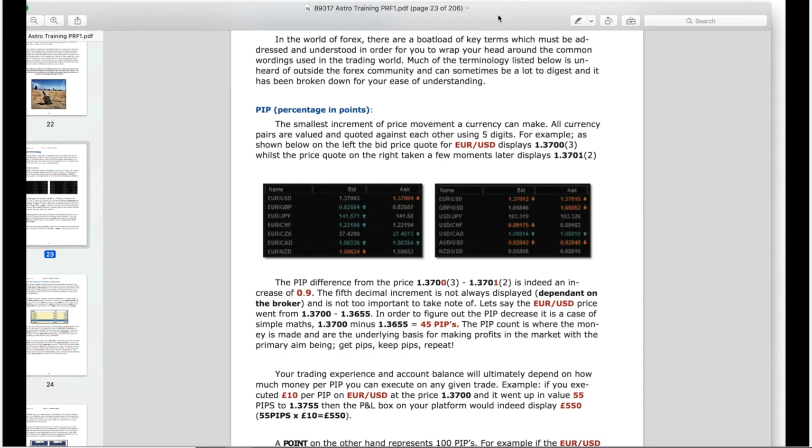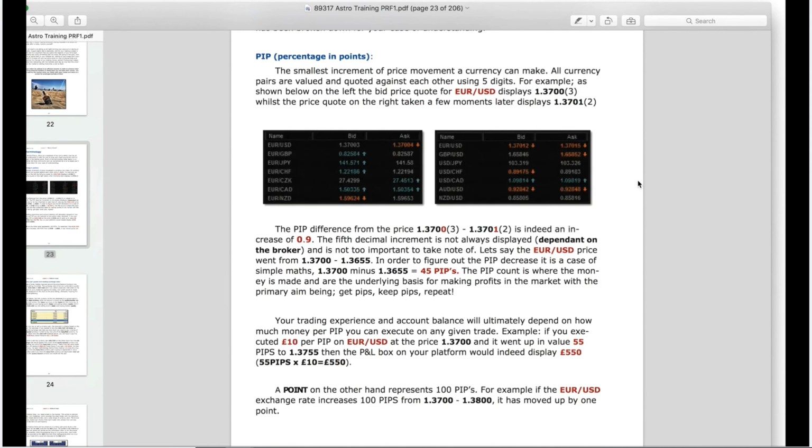Pips. I'm on page 23 in the Asher FX book. Now, PIP stands for percentage in points. There's a few examples in here. These were sourced from NetDania, which is an online trading platform. And as you can see, we have bid and ask. Bid and ask is important, so I'll get into that in a moment, but we can also see that the quotes actually go to 5 decimal places. So we have 1.37003, 1.37004.